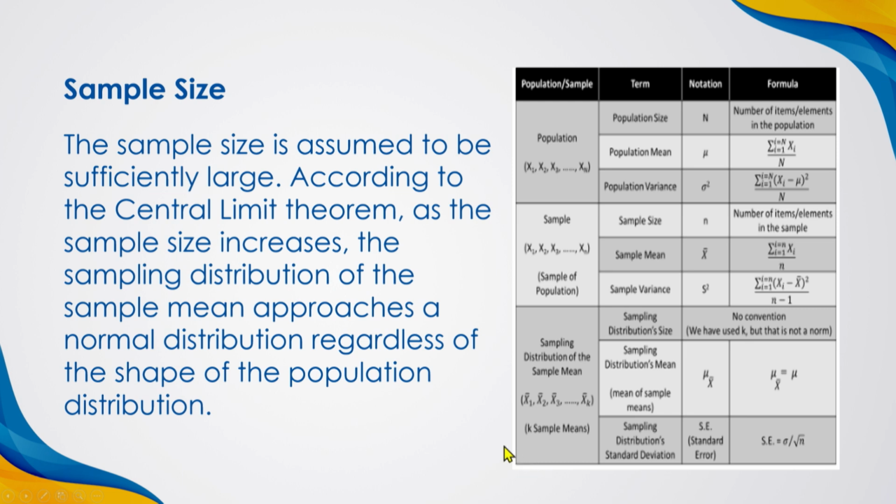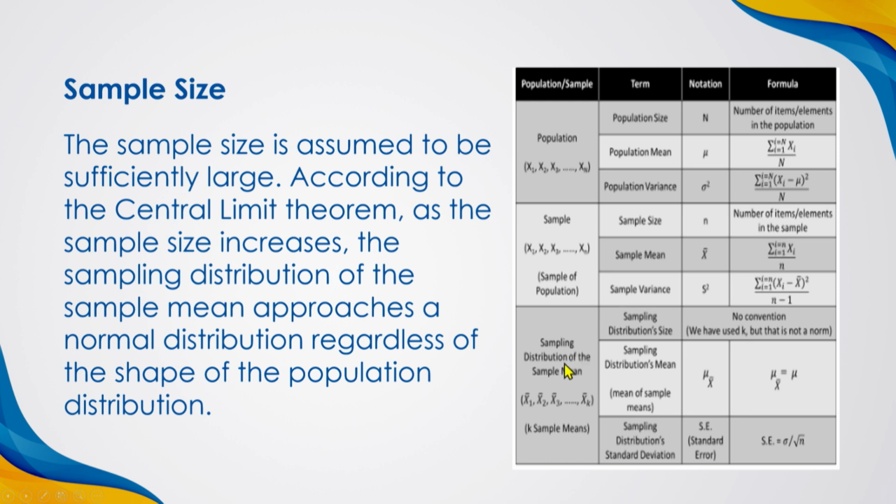From this figure, we see the population, the sample, and the sampling distribution of the sample mean. For the population, we have population size capital N, population mean capital mu, and population variance sigma square. We also have formulas for finding mu and sigma square for the population. As far as the sample is concerned, we have sample size n, sample mean x bar, and sample variance s square, and the formulas for finding the sample mean and sample variance are also given.